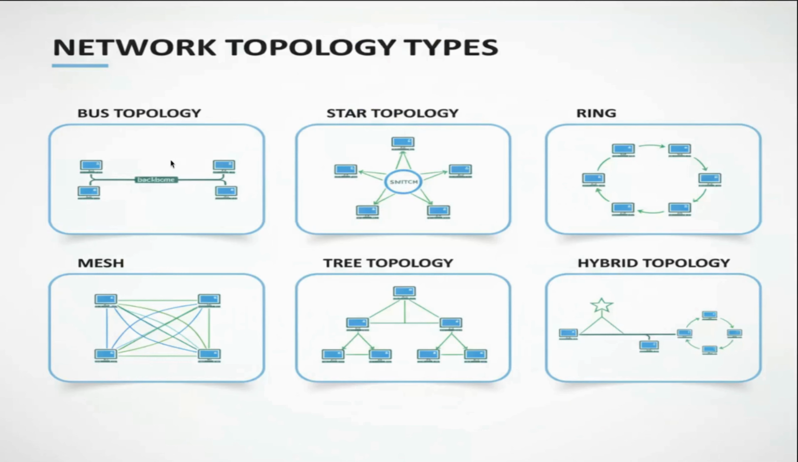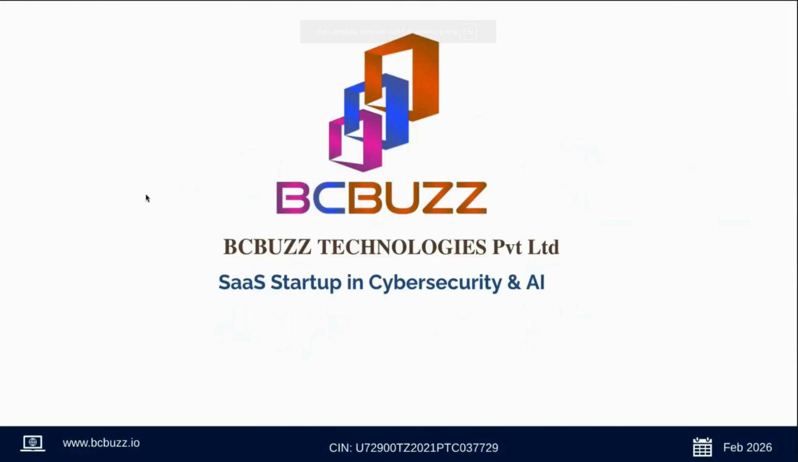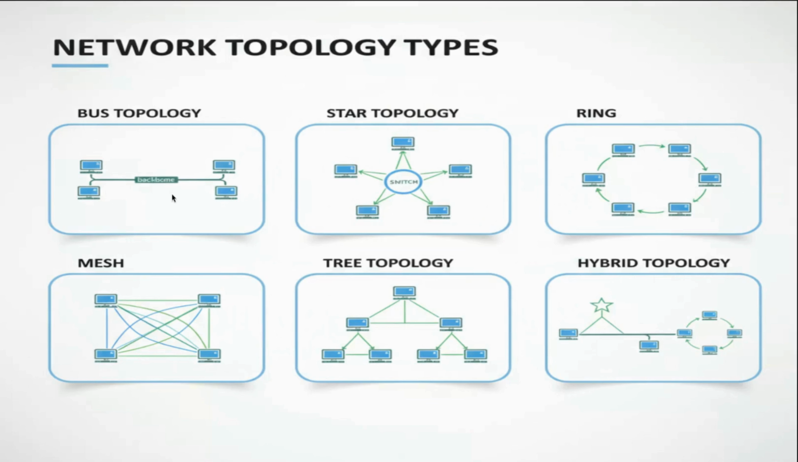In bus topology, all the devices are connected through a single central cable. It is simple and easy to implement, but the only problem is that if the main cable fails, the entire network goes down. In star topology, all the devices are connected to a central device like a switch or hub, which is easy to manage, and failure of one device does not affect any other devices in the network. But if the central device fails, the whole network stops.